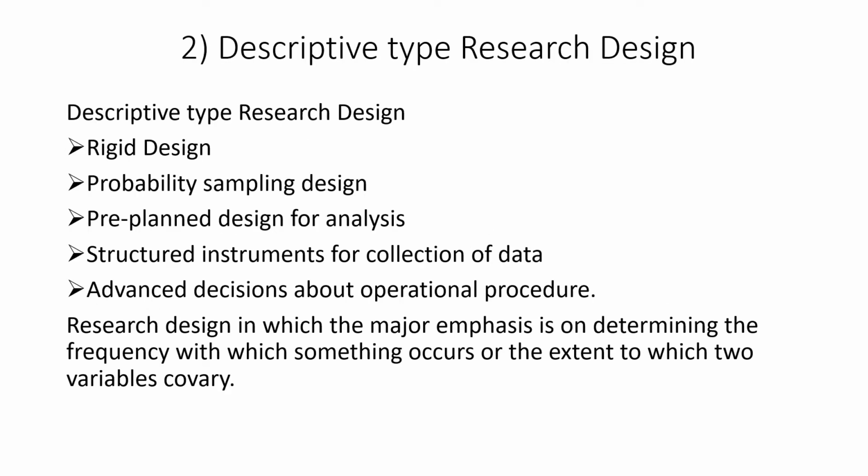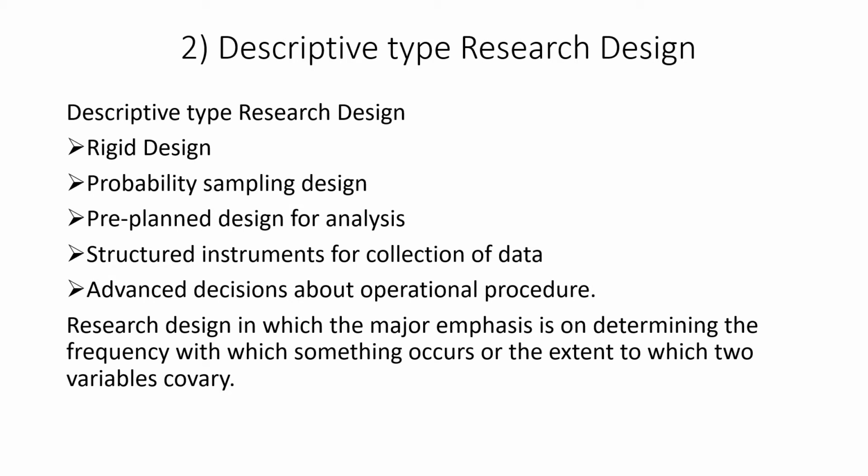Number two is the descriptive type research design. Descriptive type research design involves rigid data, not flexible data, objective type data. Then there is a probability sampling design. There are two types of sampling: probability sampling and non-probability sampling. Why do we say it's probability sampling? If we have done the process of sampling by probability sampling, it means our respondent has free will to be included in the sampling technique, and all have an equal chance to be selected for our research.